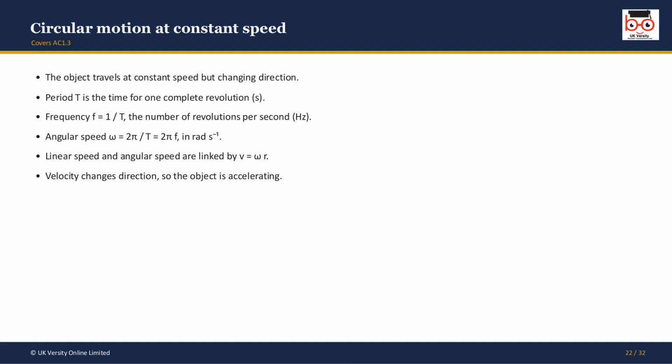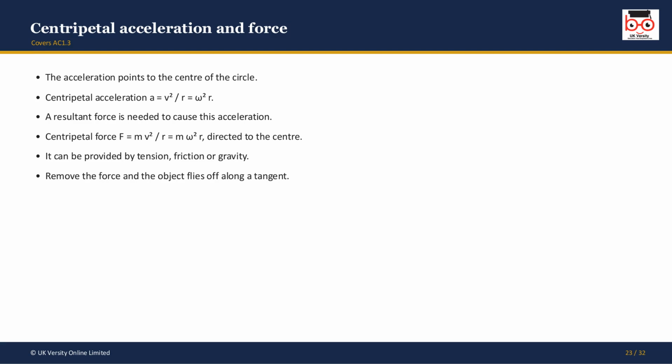And here's the subtle point. Because the velocity keeps changing direction, the object is genuinely accelerating even at constant speed. That acceleration always points inwards, towards the center of the circle, and we call it centripetal acceleration. It equals v squared over r, which is the same as omega squared times r.